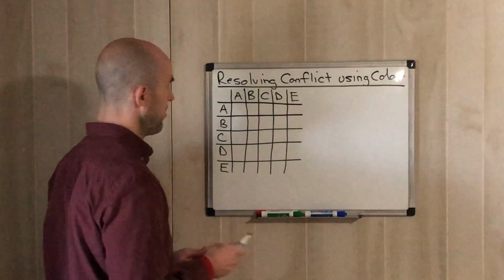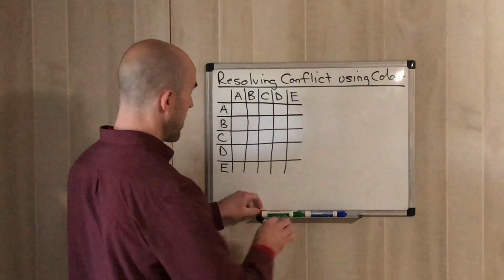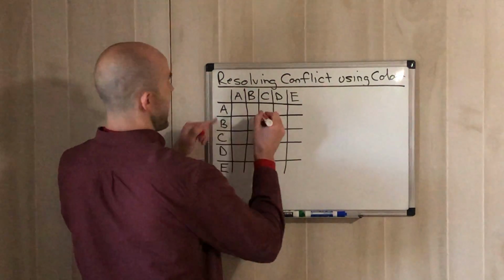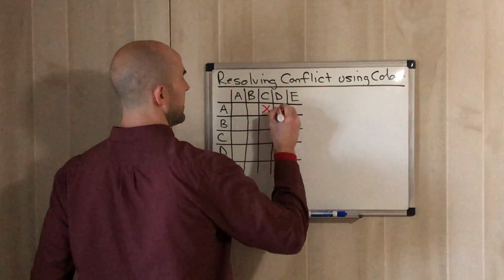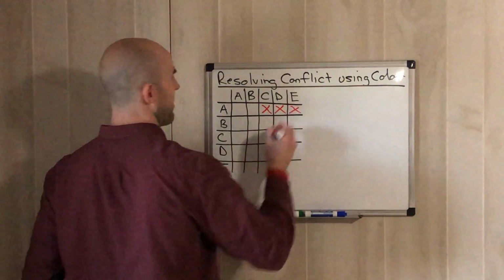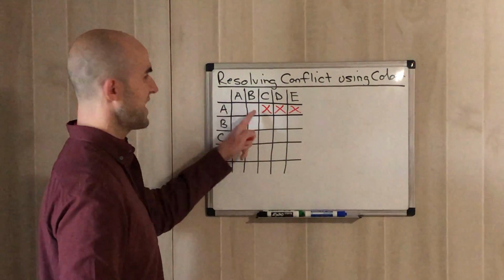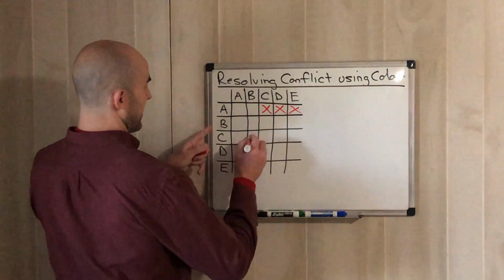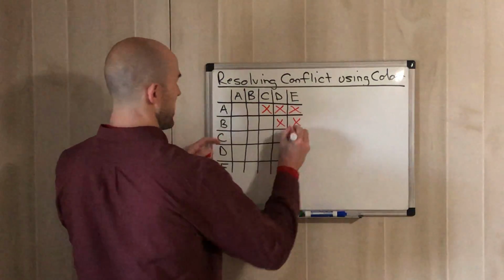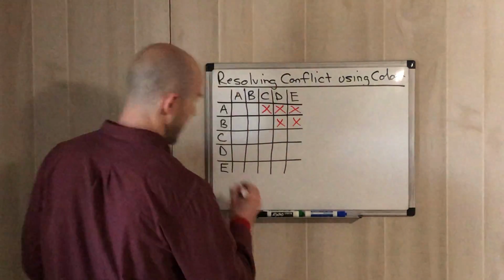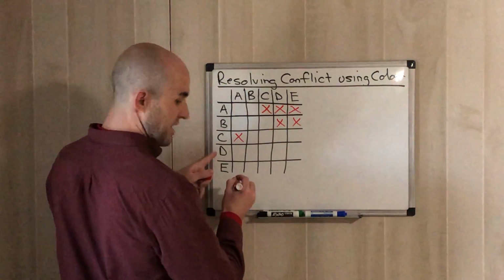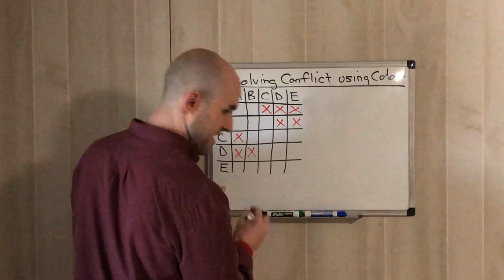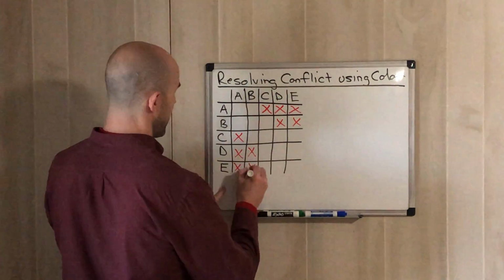And from there now, we're actually going to want to put down everything that we cannot have together. So for example, we know that A can't be with C, can't be with D, and can't be with E, right? B can't be with D, and can't be with E. C can't be with A. D can't be with A and B. And then E, same thing, can't be with A, can't be with B.